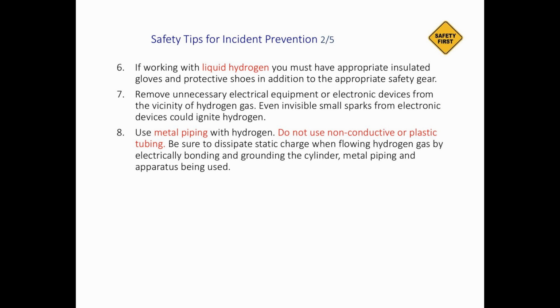Remove unnecessary electrical equipment or electronic devices from the vicinity of the hydrogen gas. Okay. If you don't need it, don't use it, like a heat gun or something; they need to be handled very carefully. Use metal piping with hydrogen. Do not use non-conductive or plastic tubing. Okay. Make sure you vent. Do not use plastic if you handle hydrogen.